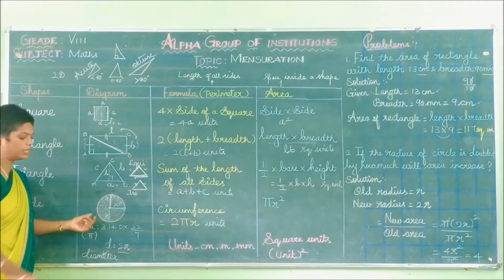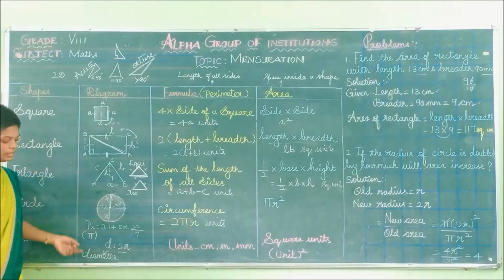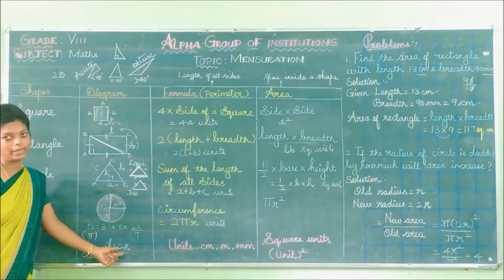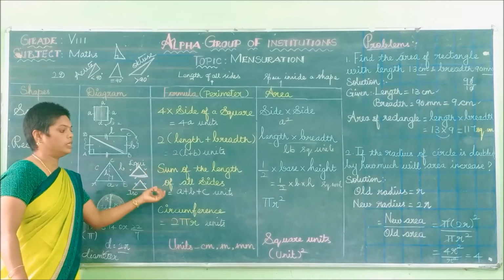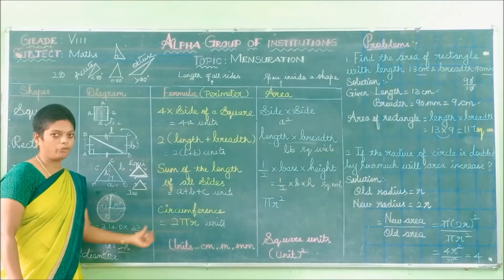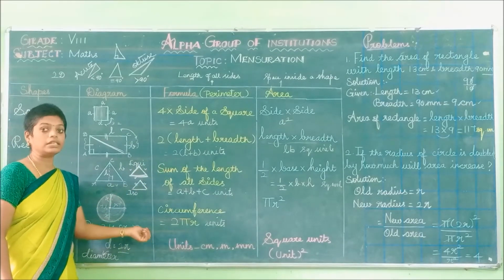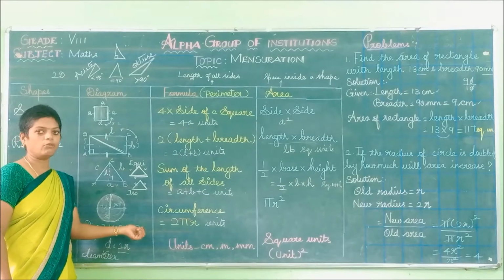diameter. Diameter is nothing but 2 times the radius. For all other shapes we say perimeter, but for a circle we say circumference. For a circle we are saying what?